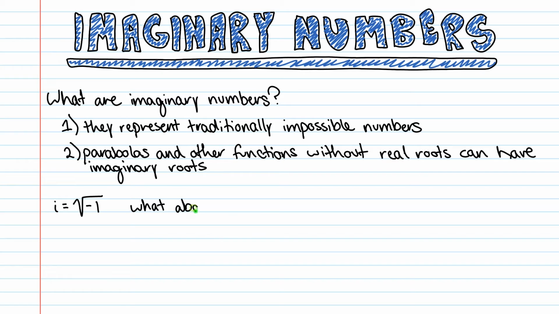So if i equals the square root of -1, then what does i squared equal? Think about that for a sec. Well, i squared is i times i, which is the same as the square root of -1 times the square root of -1, which ultimately equals -1. And then what about i cubed, or i to the third power? Well, that would equal i times i times i, which would be -1 times i, which would be -i.